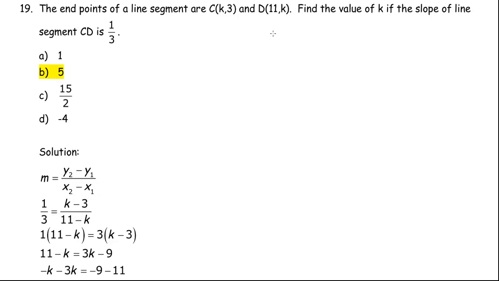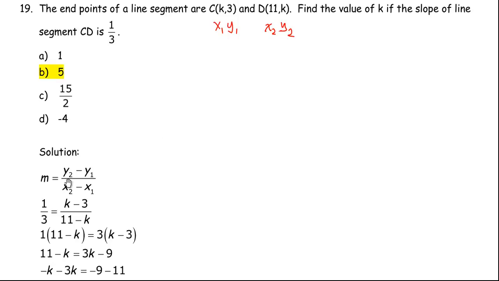Now let's identify what the x's and y's are in these 2 points. I'm going to refer to my C point as the first point, so I'm going to call that x1, y1, and oh, that's supposed to be a 1. Let's fix that. And (11, k) is going to be my second point, so that'd be x2 and y2.